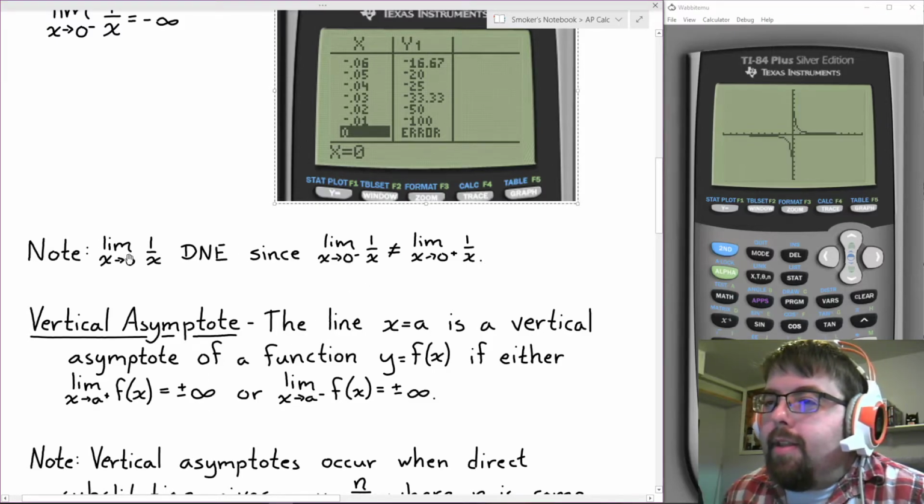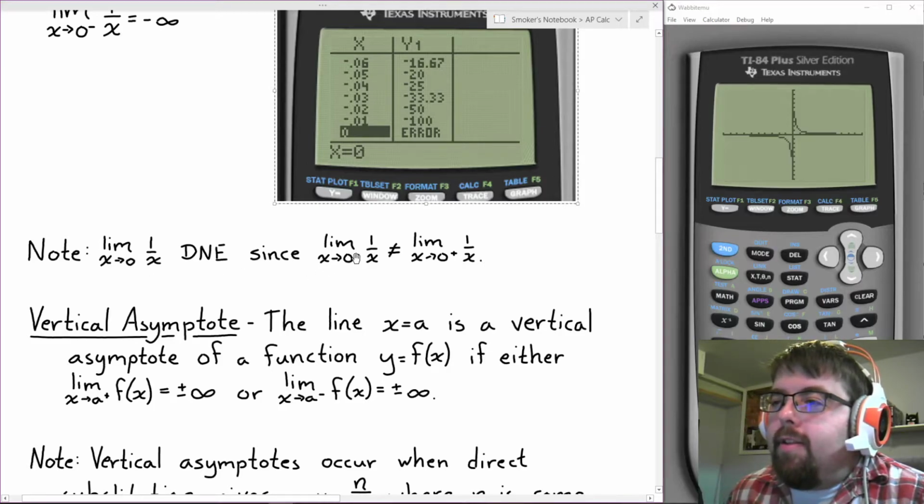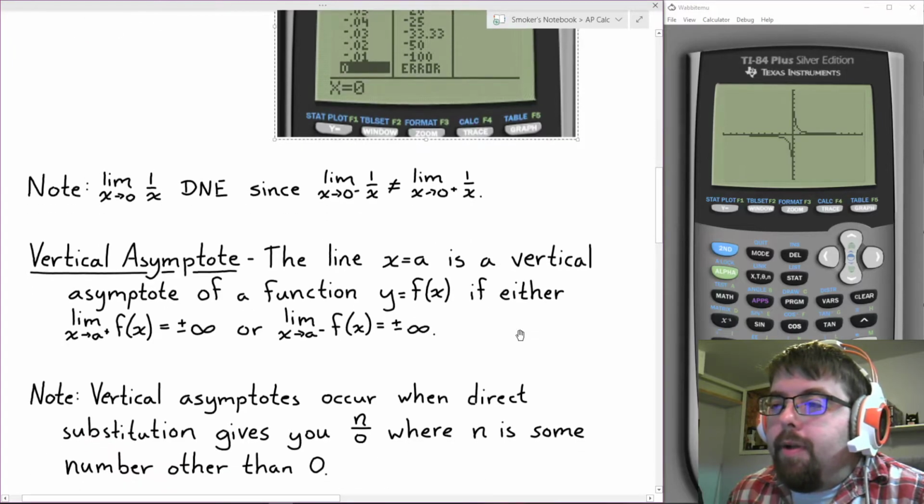One note to make is that the limit as x approaches 0 does not exist, since negative infinity does not equal infinity, by the way.